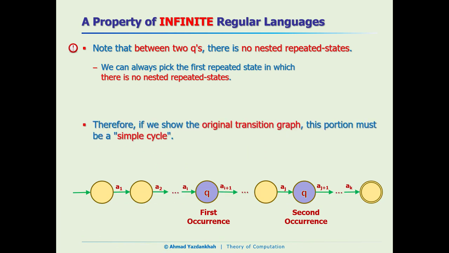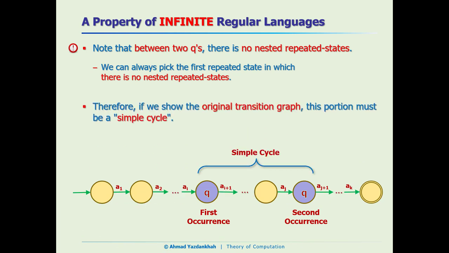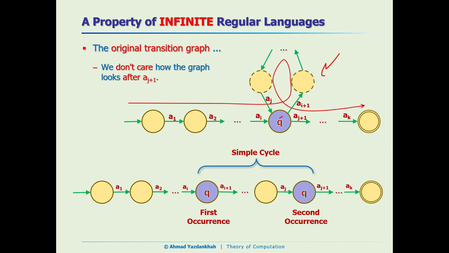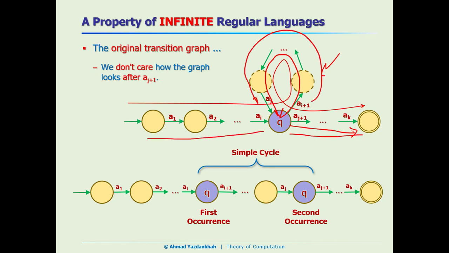All right, based on this knowledge, we can assume that this is the first repeated state, and between these two we will have a simple cycle. So if we convert this to the original transition graph, we will have a simple cycle here, something like this. You might ask, what is the shape of the transition graph after this? We don't mind that. The only thing that we mind here is from here to here and from here to here. We will explain all of this shortly, but for now, just keep in mind that this is the case.